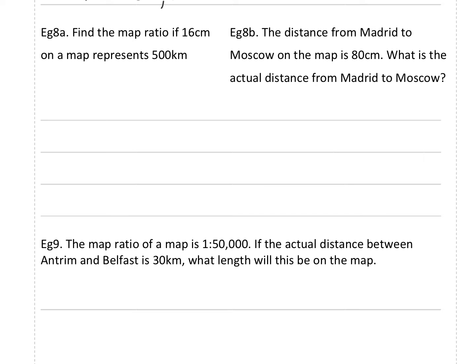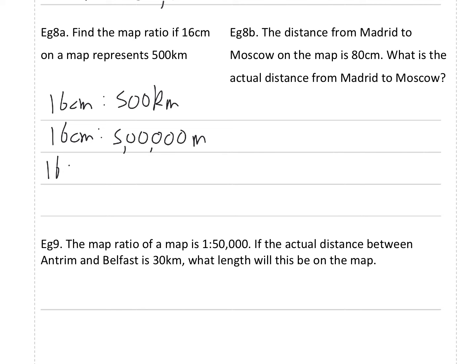Example 8a. Find the map ratio if 16 centimeters on a map represents 500 kilometers in real life. So we get our units consistent. Kilometers to meters we would times by 1,000. And then from meters to centimeters, we would now times by 100.